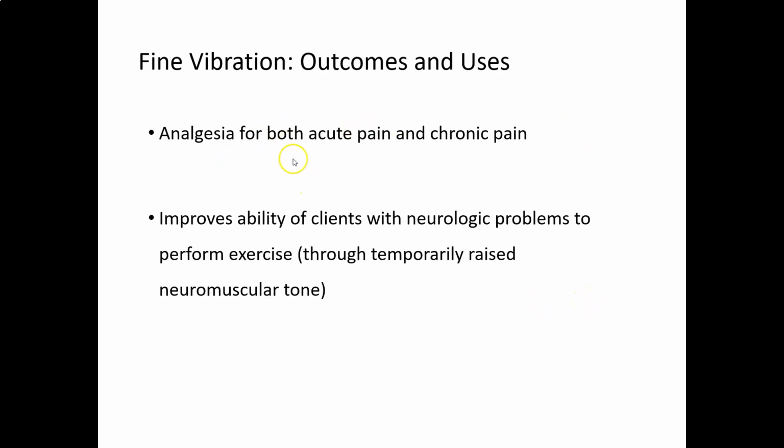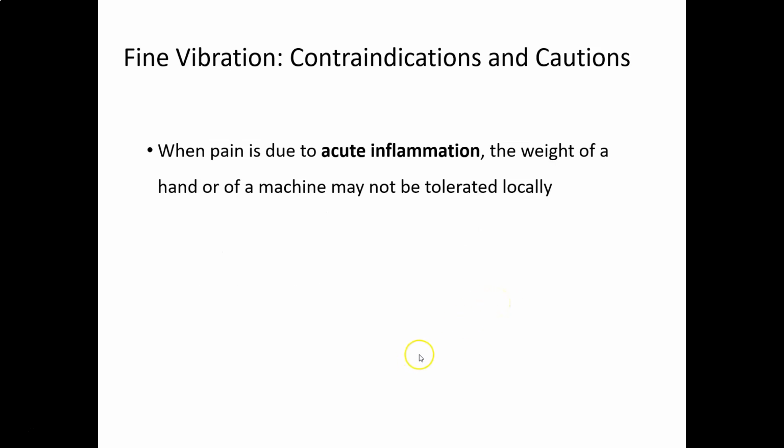It is an analgesia for both acute and chronic pain, so it does lower pain. It also improves the ability of clients with neurological problems to perform exercises, though only temporarily. When you vibrate, you're raising tone, and the patient will be able to improve their ability to perform an exercise, but it is only temporary in nature. When pain is due to acute inflammation, the weight of a hand or of a machine may not be tolerated locally, so that will be either a local contraindication or caution depending on the client.